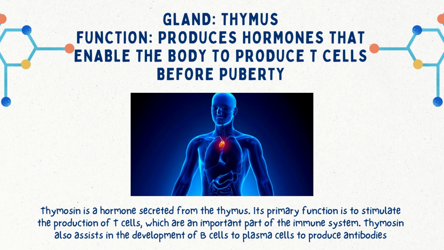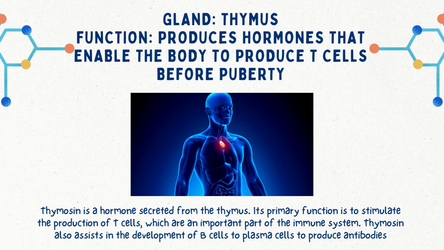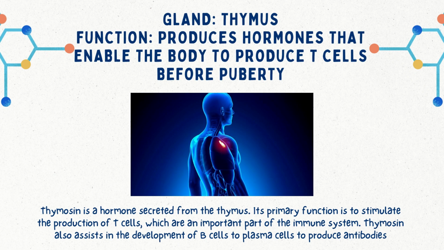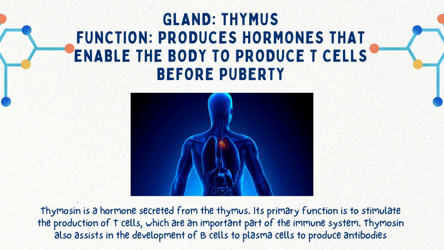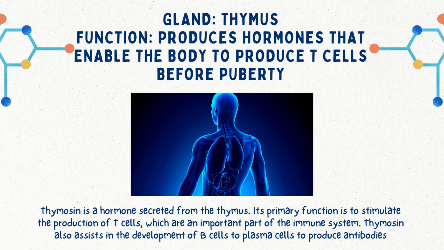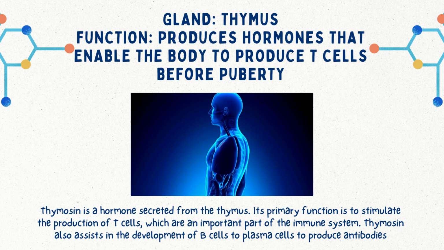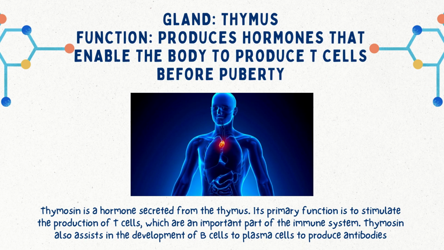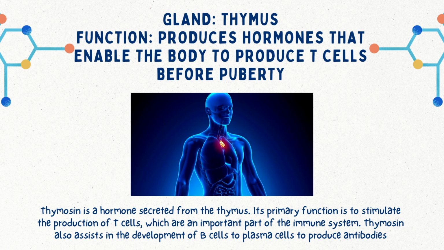Another gland under the endocrine system is the thymus. Its function is to produce hormones that enable the body to produce T cells before puberty. One of the hormones that the thymus releases or secretes is thymosin. It is a hormone secreted by the thymus.